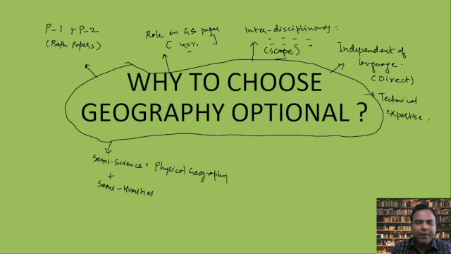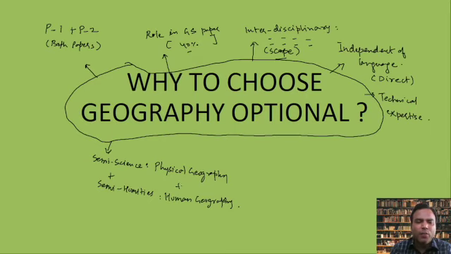The second branch is human geography. Both kinds of aspirants can avail this option. Those who come from a technical background with a scientific temperament can take a lead in physical geography, and those coming from the humanities can take a lead here.